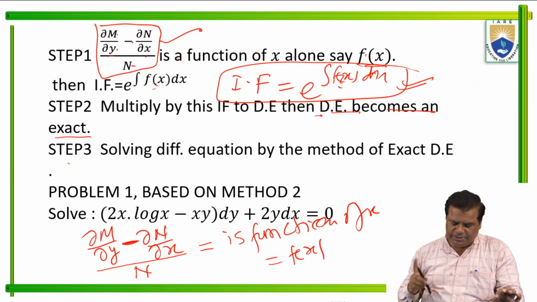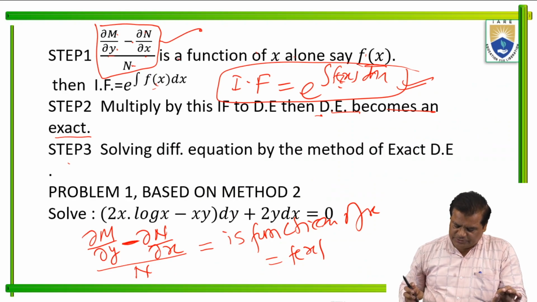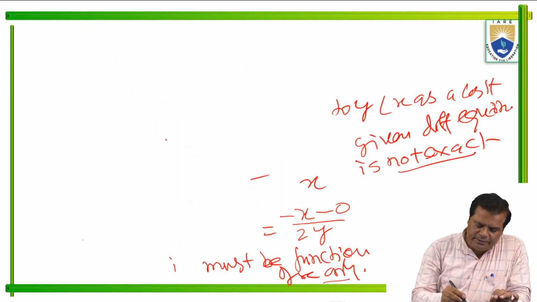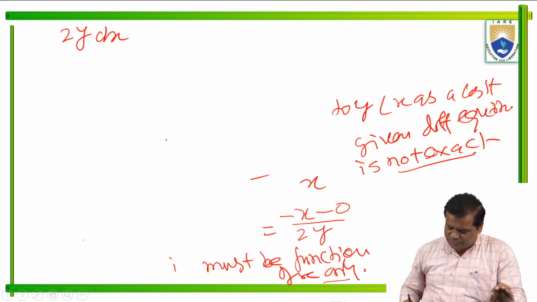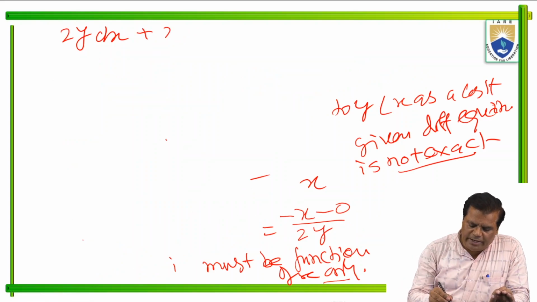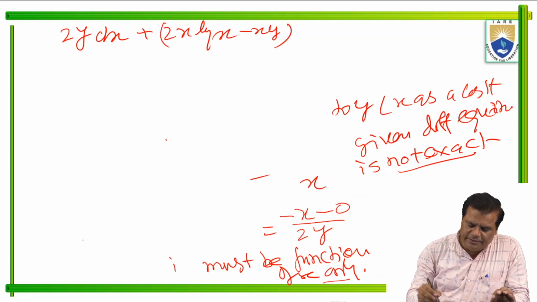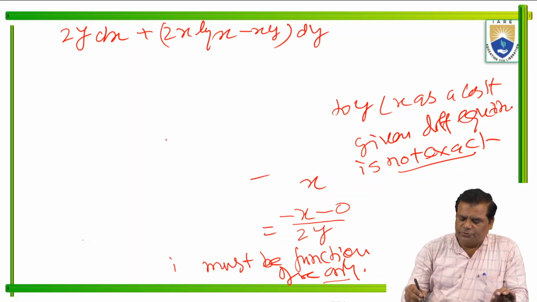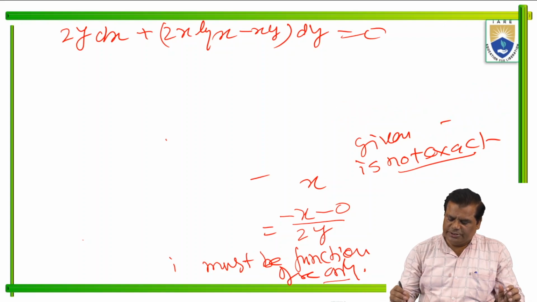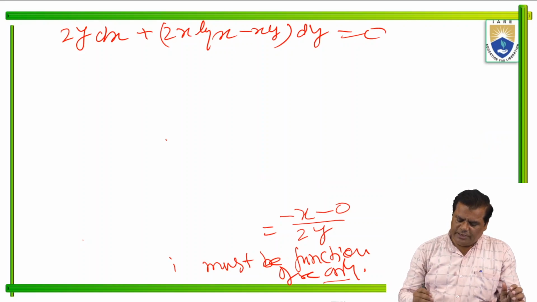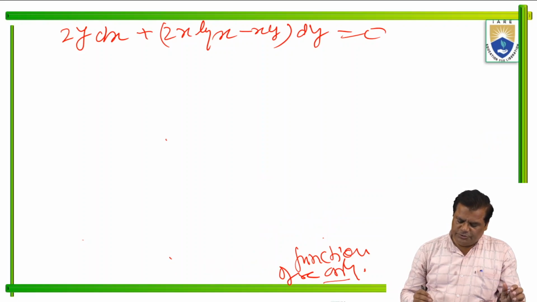The question is this: 2y dx, and next plus 2x log x minus xy dy, this is equal to 0. I had taken the opposite, so that was the mistake in our question. Now this question is correct. We do not have any mistake in this question, please.